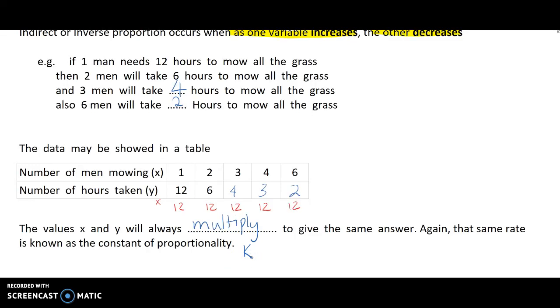Okay, now when we have two values that are proportional to each other, so if we want to say that x is proportional to y, we use this sign. That sign stands for is proportional to.